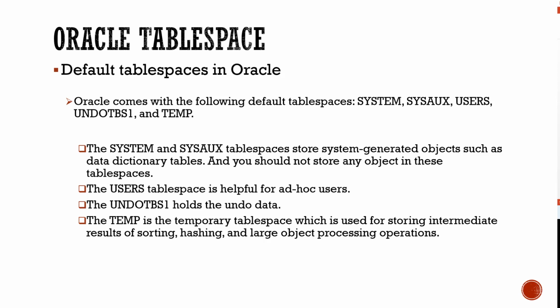The USERS tablespace is helpful for ad hoc users. The UNDO tablespace holds the undo data. The TEMP is the temporary tablespace, which is used for storing intermediate results of sorting, hashing, and large object processing operations.